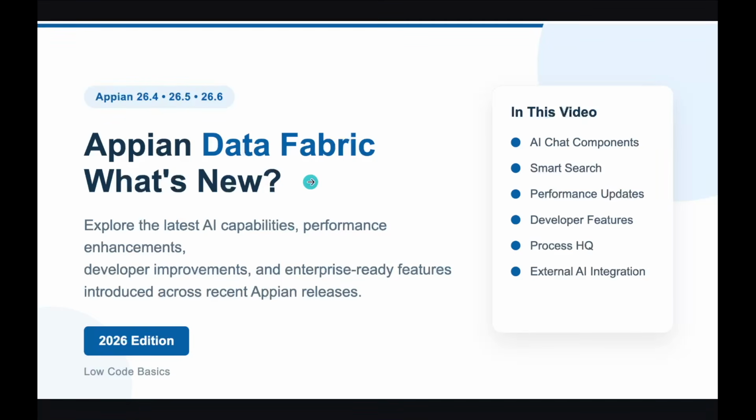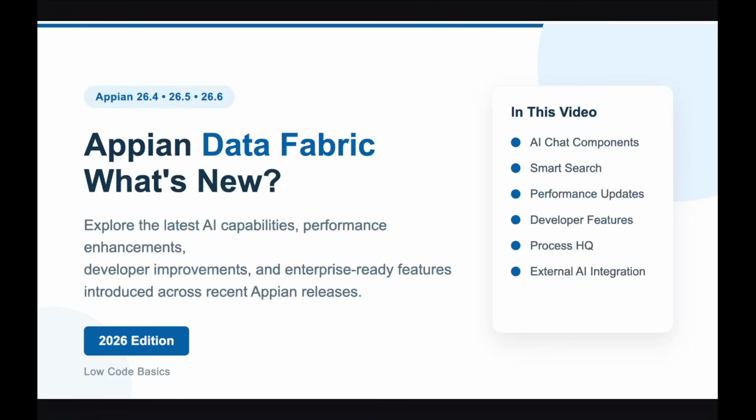In this video, we are going to explore some of the recent changes Appian has made to the data fabric. The data fabric is one of the most important components in Appian. The complete application revolves around this record-centric approach, and we are going to see what the major changes are that have been made in the data fabric.